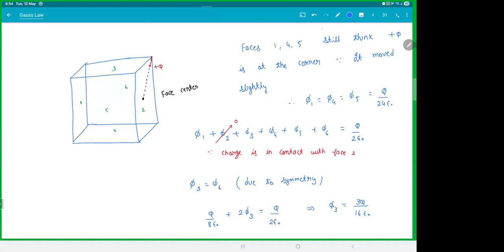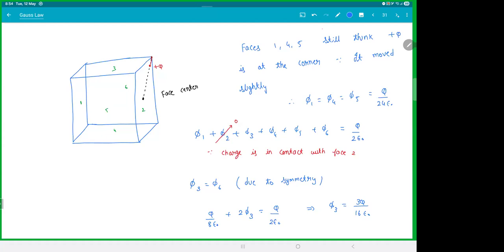So did you see what happened? Just moving it slightly, the flux suddenly went from 0 to 3q by 16 epsilon. The whole thing changed. The cube suddenly got from q by 8 to q by 2. Matlab flux became 4 times just because you moved it a little.